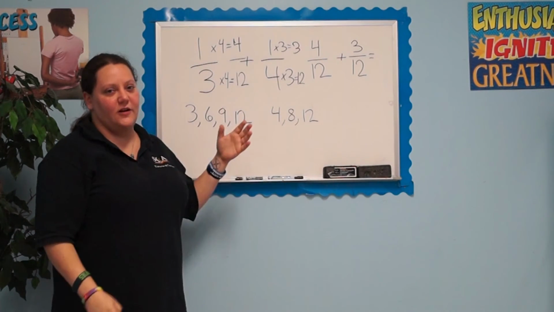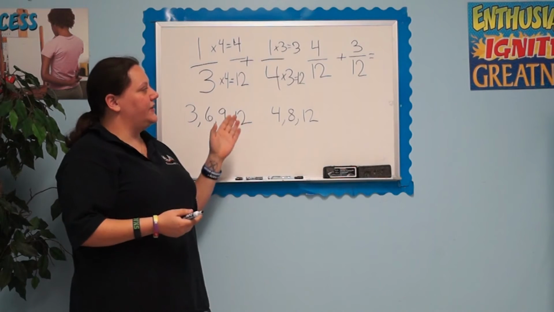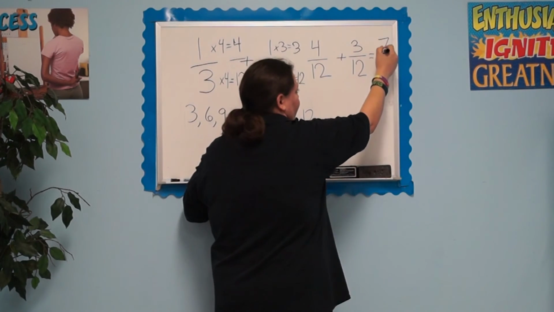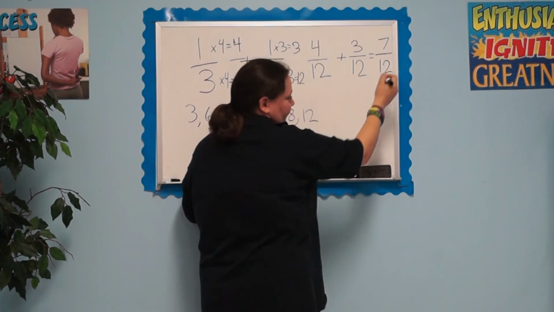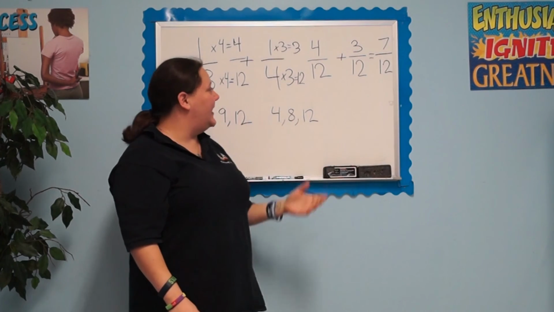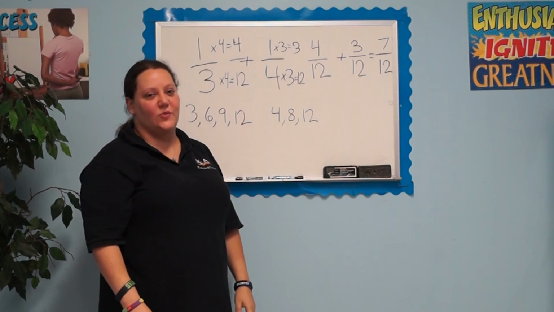Once your fractions are of the same denominator, we simply just add the numerators together, which would be in this case 7. We keep the same denominator because again, we're adding the pieces out of the whole. And our final answer would be 7/12.